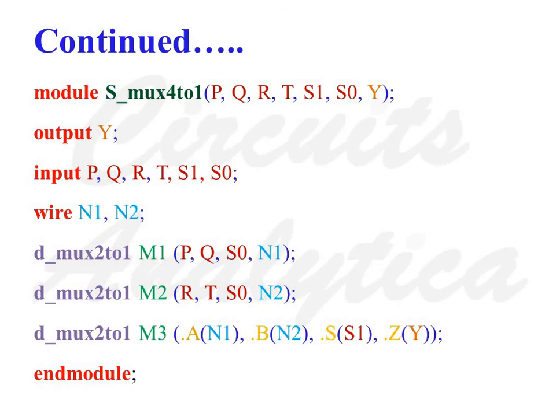The next line is D underscore mux221 space M3 open bracket dot A inside bracket N1 comma dot B inside bracket N2 comma dot S inside bracket S1 comma dot Z inside bracket Y close bracket, then closing the second bracket semicolon, end module semicolon.